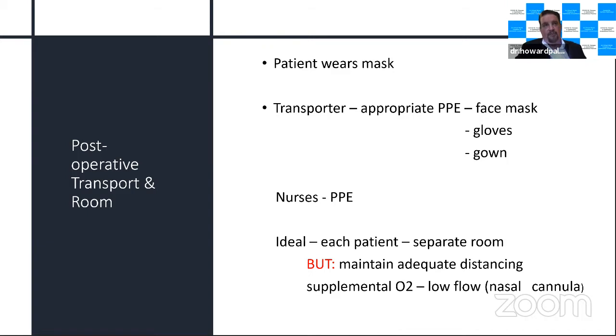That is practically often not an acceptable or achievable goal. So what we recommend is that there's adequate social spacing between patients. And also, if patients do require supplemental oxygen on the floor, that this is provided and a low flow nasal cannula is used for that.